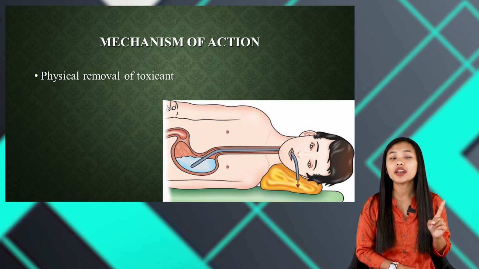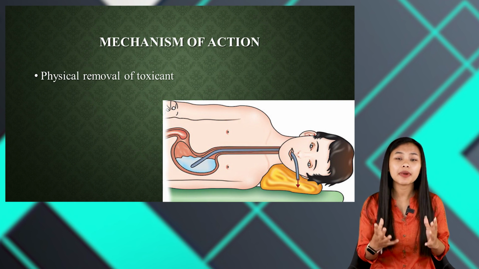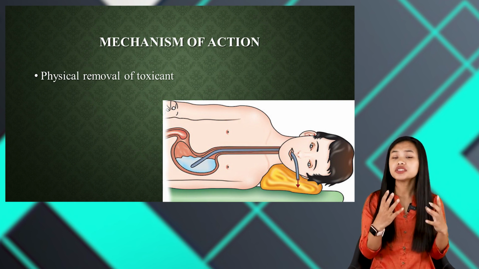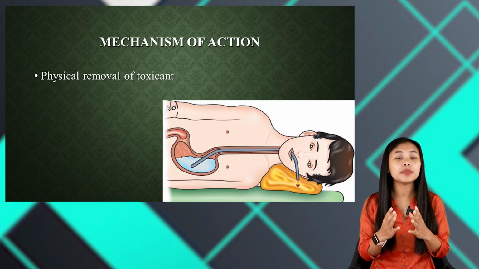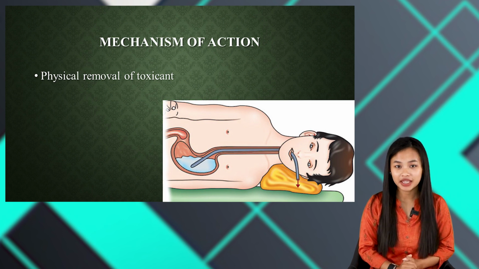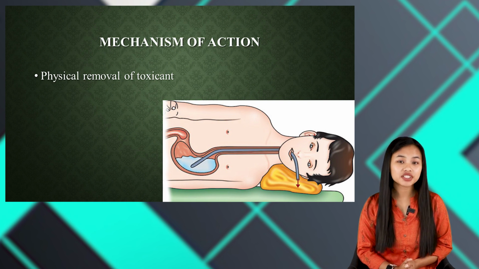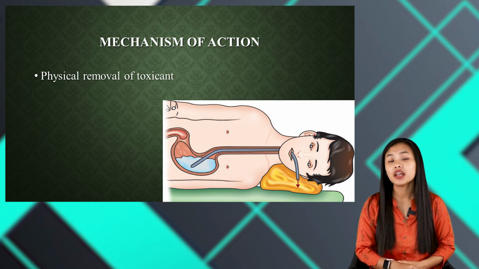Now, what is the mechanism of action here? There is only one action, that is the physical removal of the toxin. Here you must keep in mind that gastric lavage is a procedure which is done in order to wash out the stomach, mainly for those patients who have ingested any poison or who have had an overdose of medication, or even if there is presence of gastrointestinal bleeding. So from here itself we can understand that this is mainly done for the removal of the toxin. That is why the mechanism of action here only involves the physical removal of the toxins.